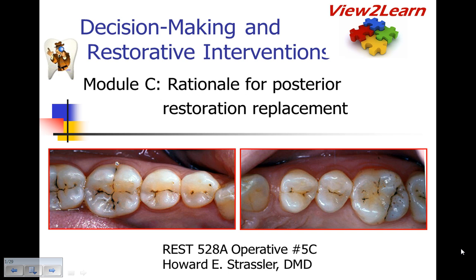This is Dr. Howard Strassler presenting the e-lecture Decision Making in Restorative Interventions, Module C, Rationale for Posterior Restoration Replacement.